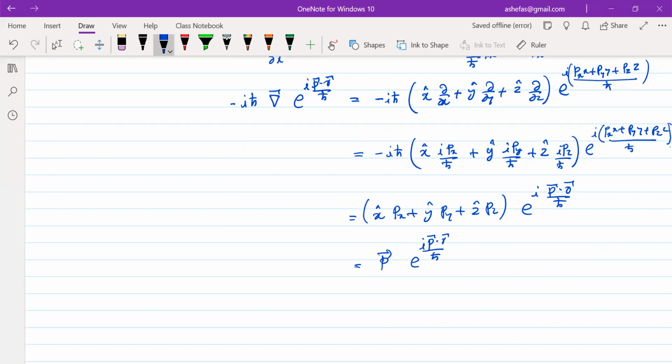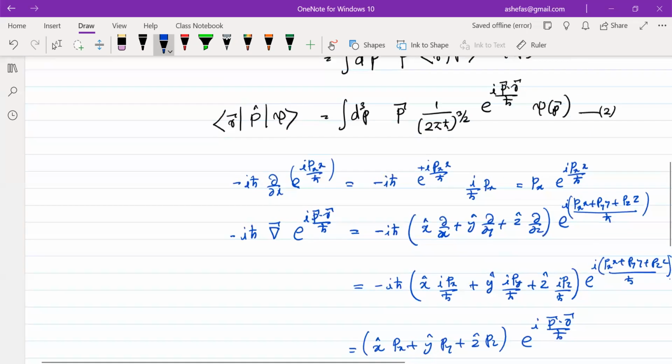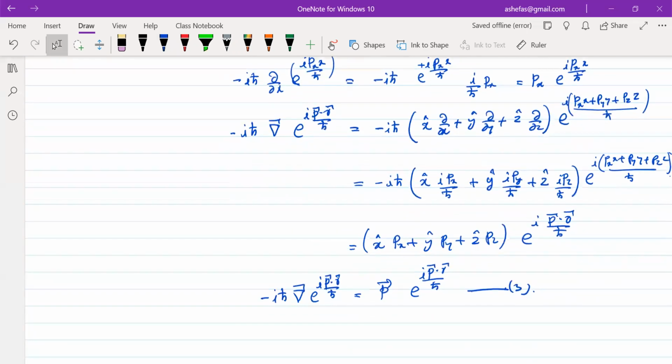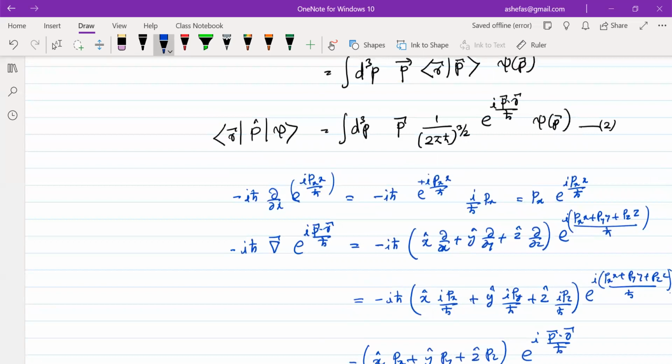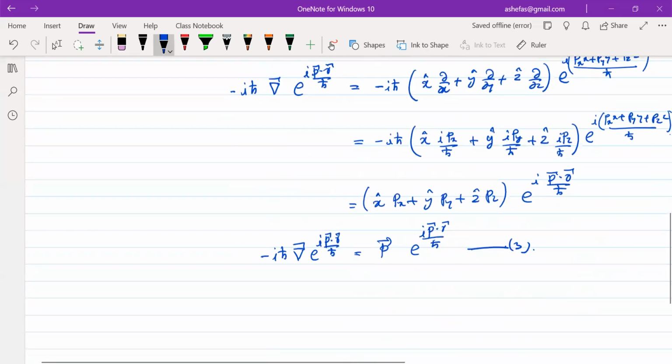So what was the left side? The left side is minus iℏ del acting on e raised to i P dot r by ℏ. So this can be equation number 3. Okay, so equation number 3 is this, and this is my equation number 2. So there is a momentum times e raised to i P dot r by ℏ, so that can be replaced with the LHS of equation number 3.